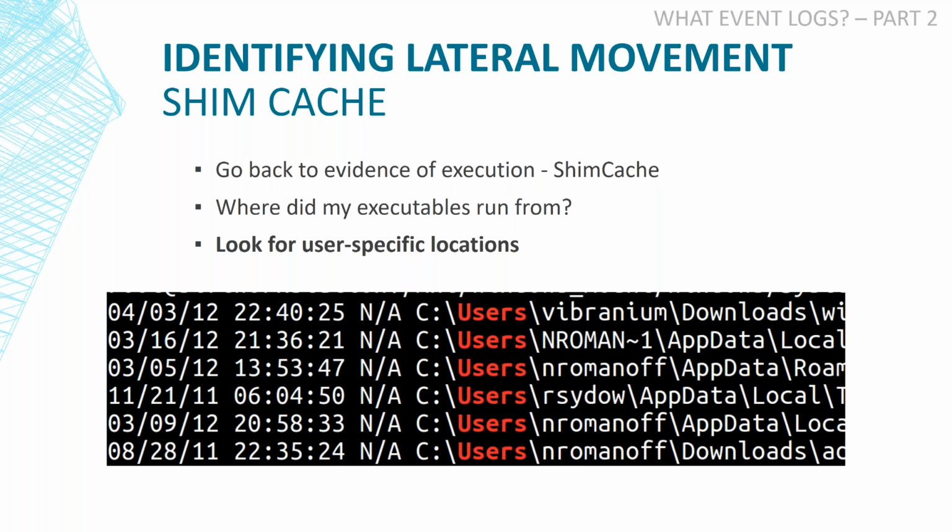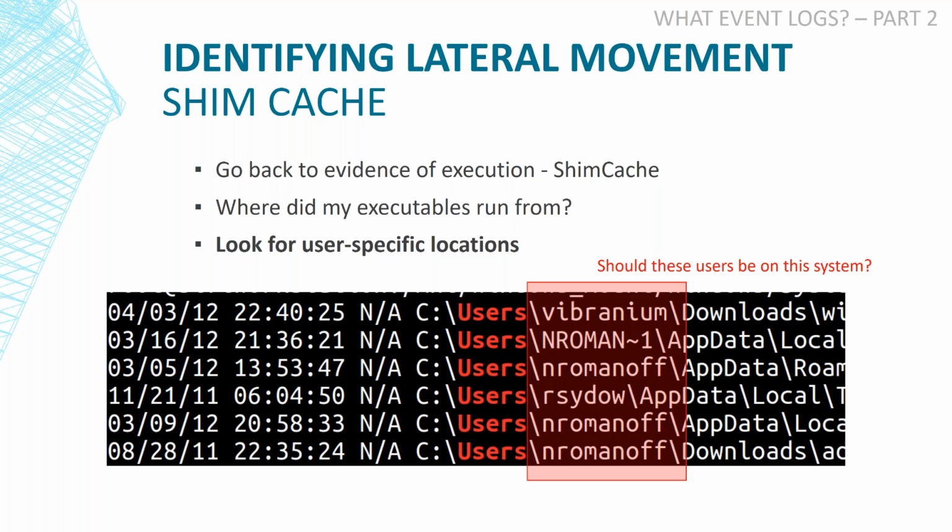Or if I've got a suspicious executable that launches itself and hides inside of a temp folder or something like that. So the other thing that I may do is I may dump the shim cache out, and I can do this for one system or I can do it for 100,000 systems. And I'm going to look for every instance of a user folder. And I'm going to go ask the same questions of the environment. Are there any users that should not be on a particular system? Are there any users that should not be executing things whatsoever?